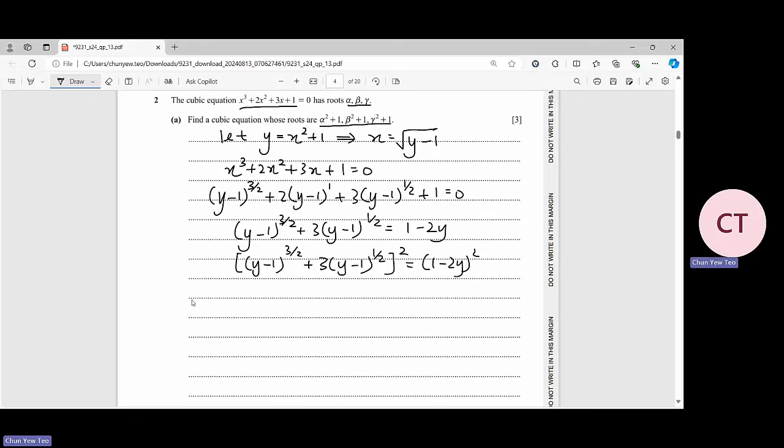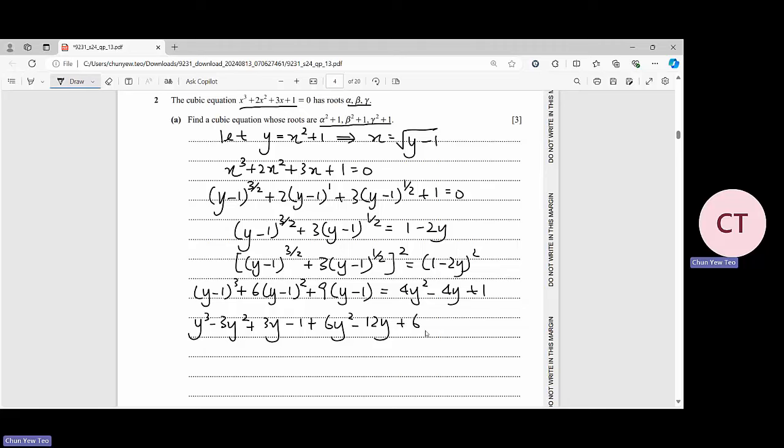Then just expand them. You will get (y - 1)^3 + 6(y - 1)^2 + 9(y - 1) = 4y^2 - 4y + 1. Expand by using the binomial expansion. Then you get 6y^2 - 12y + 6 + 9y - 9 = 4y^2 - 4y + 1.